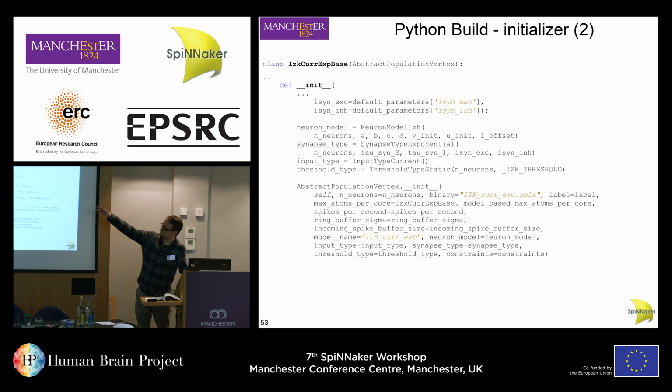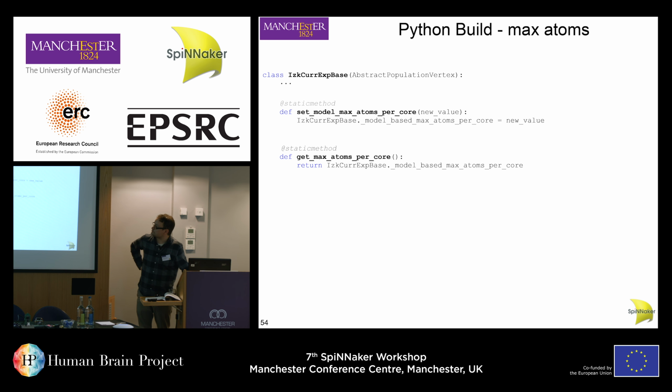And then you take each of these different components that you define, you pass them into what we call the abstract population vertex, and that basically goes lower and lower down the Python chain and passes these parameters that you define here into the C code. The C code runs and then sends the data back off again to the host.